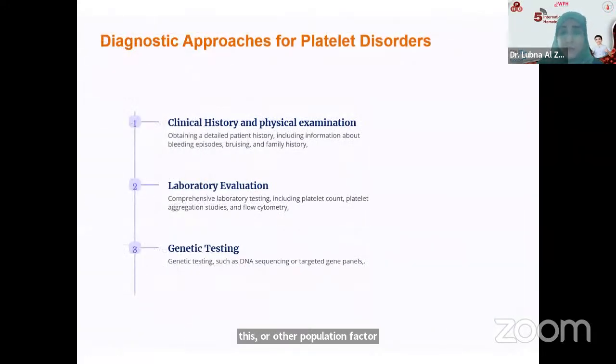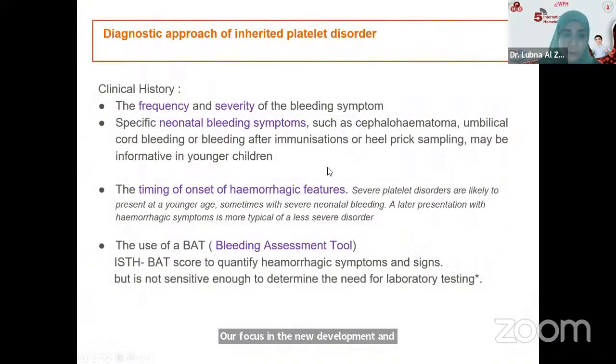The diagnostic approach for platelet disorders is very important. We start with the clinical history and physical examination, then we move to laboratory evaluation and genetic testing. In the next couple of minutes, I will focus mainly on the clinical history and the laboratory evaluation. I will focus on the new developments and some of the pitfalls that we need to consider when approaching patients with inherited platelet disorder.